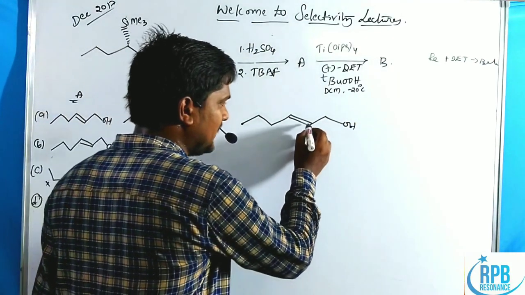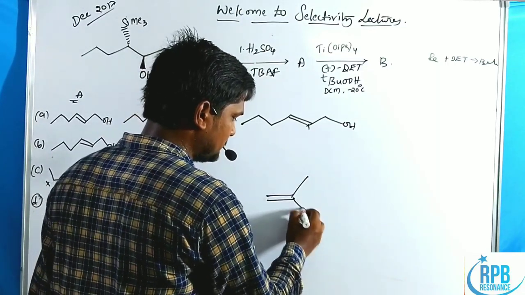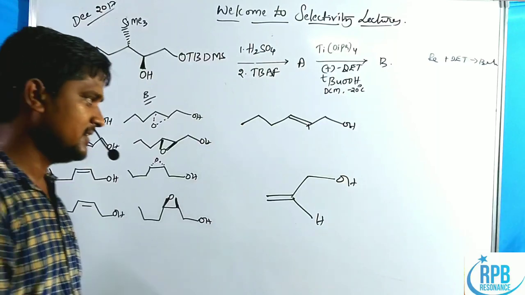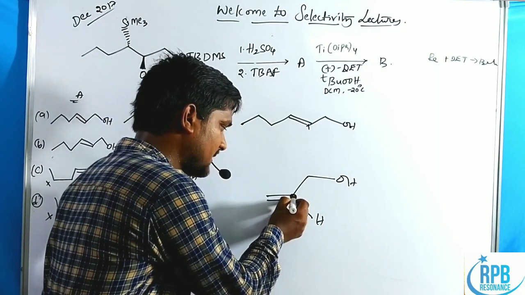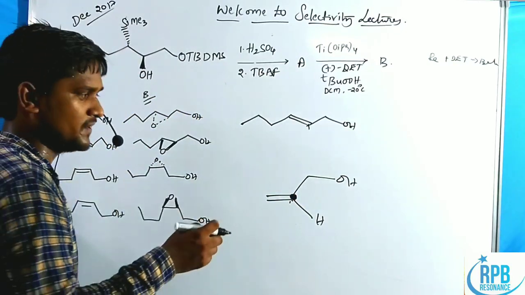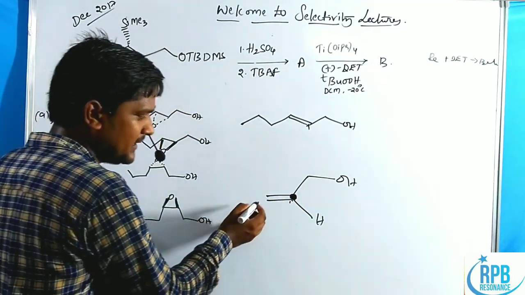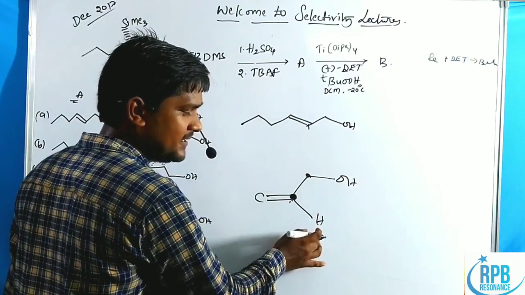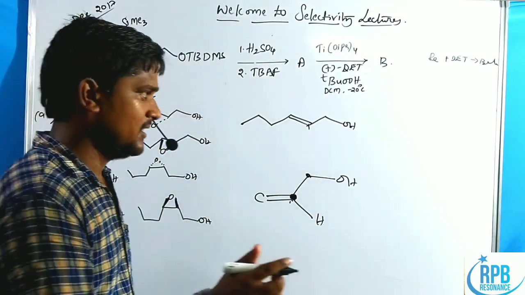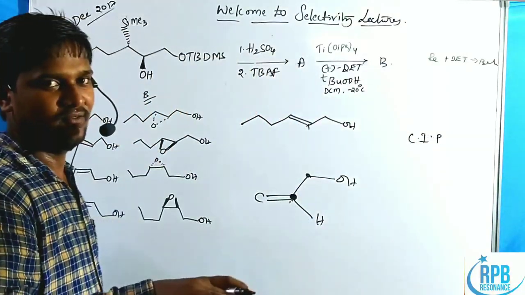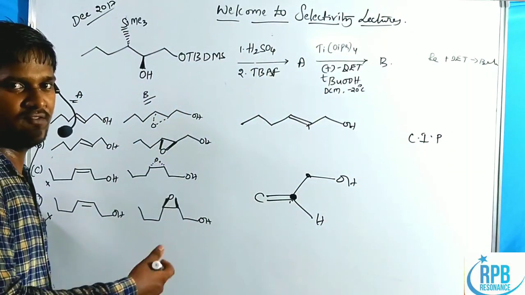So generally the notation of Re and Si faces. Generally, here it is the chiral carbon. Now here we need to find the Re and Si face of this carbon. That means here it is the carbon-carbon double bond, here it is the CH2, here it is the H. So based on the CIP rules, Cahn-Ingold-Prelog rules, we will assign the priority of the surrounding groups.